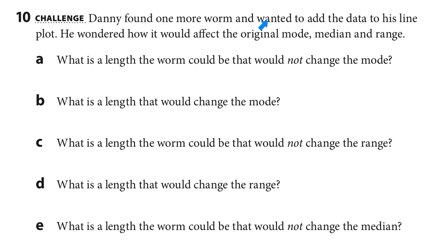Danny found one more worm, and he wanted to add the data to his line plot. He wondered how it would affect the original mode, median, and range. What is a length of the worm could be that would not change the mode? Okay, and you're going to have to flip back to that page, and I can't really do that for you right now without messing up the video. But you have your paper. Look at the line plot. You don't want to change the mode.